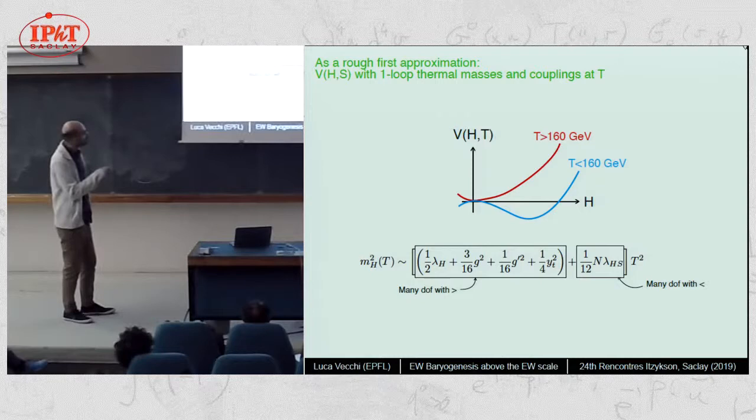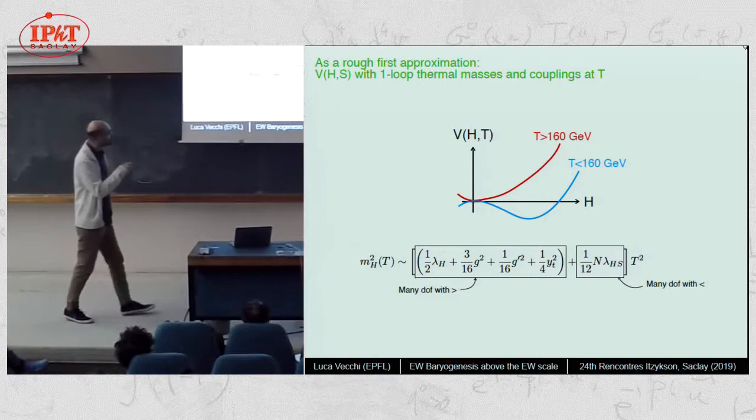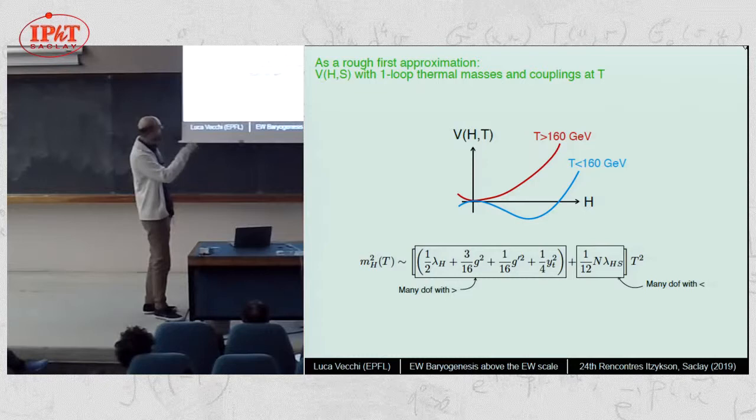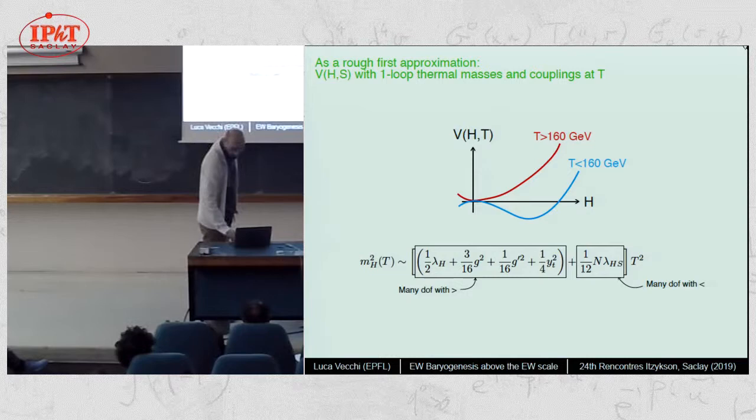And what did I do here? This is wrong, so you should look at that. So at finite temperature, if this mass is negative, of course, we are again in this behavior here, even at finite temperature.